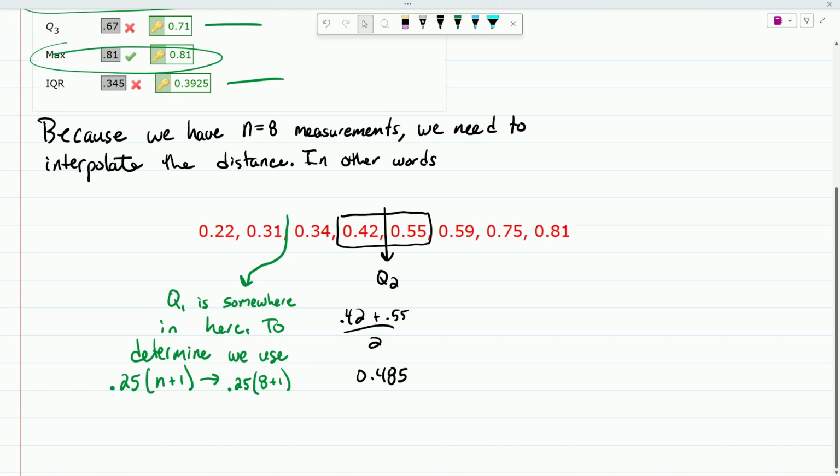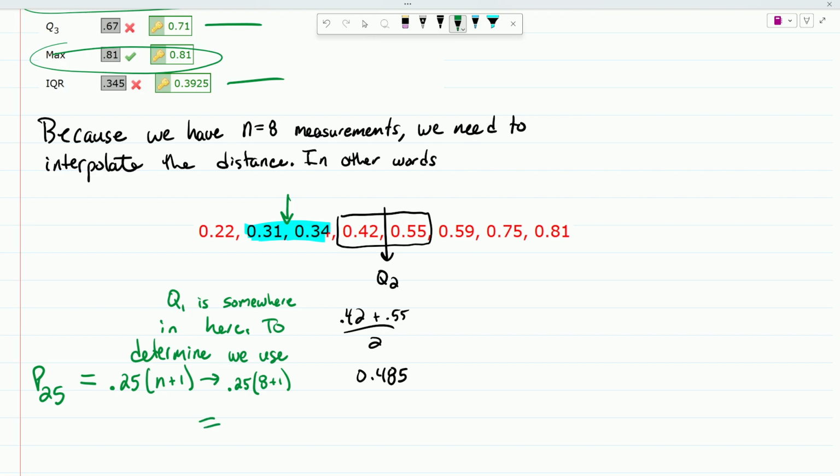Because we have n equals 8 measurements, we need to interpolate the distance in between for Q1 and Q3 respectively. Let me highlight the two numbers. We need to interpolate where that distance actually is. Q1 is going to be somewhere in here, and to determine this, we take 0.25 times the quantity n plus 1. The 25th percentile is equal to 0.25 times n plus 1.